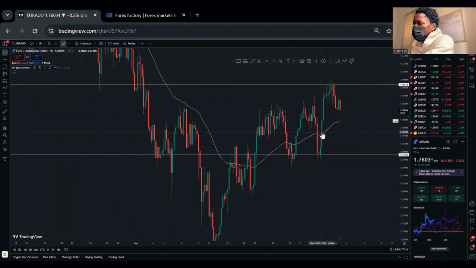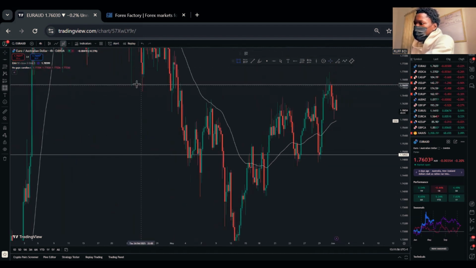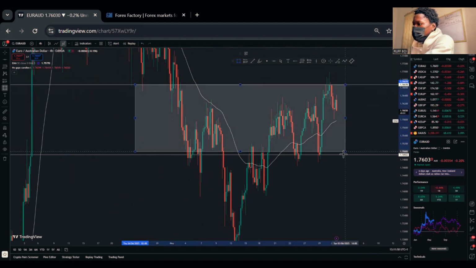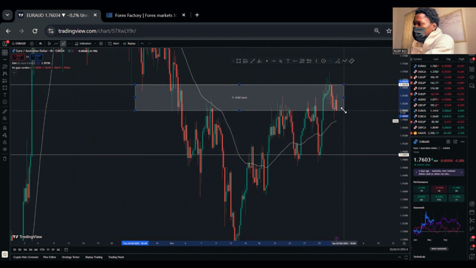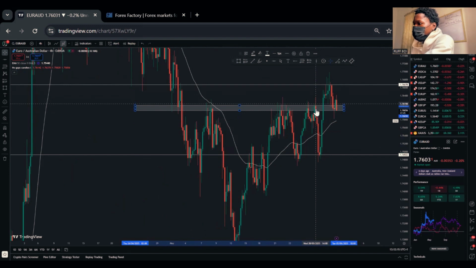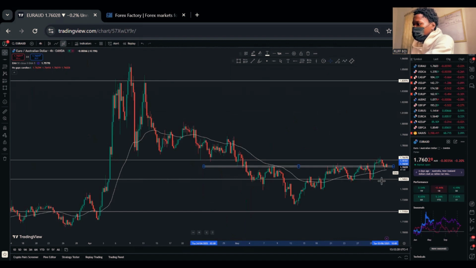So what I do, I try as much as possible to use my rectangle to mark out the most recent area of interest here. So we have sell pressure here, and I have a little buy pressure there. So at least we have 3 areas here. So let's mark it like this. Okay, 1, 2, 3. So that's our area of interest or point of interest, anyone can call it.